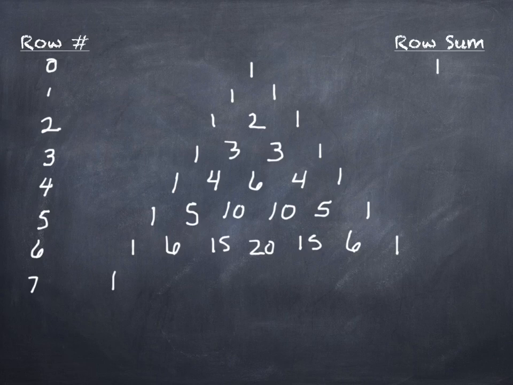Let's do row 7. I start with 1, and then I have 7, 21, 35, another 35, a 21, and a 7, and it always ends in a 1. We'll do one more row because I think we need it for some of the problems we're going to look at. Okay, row 8 starts with a 1 because that always starts that way.